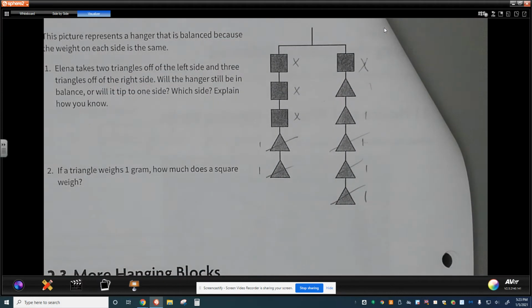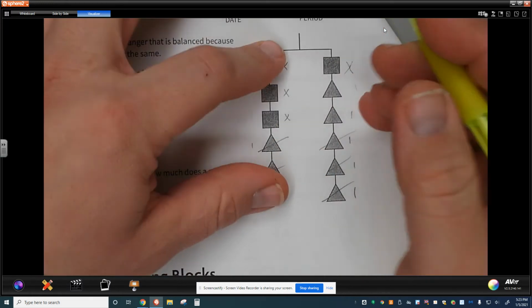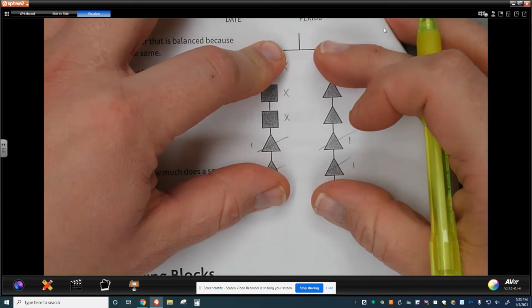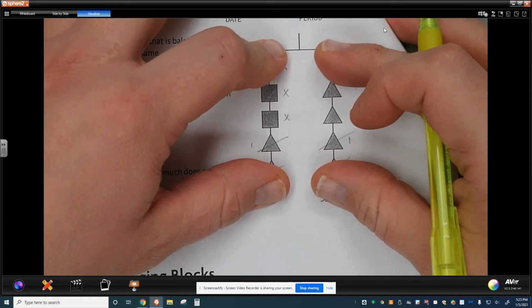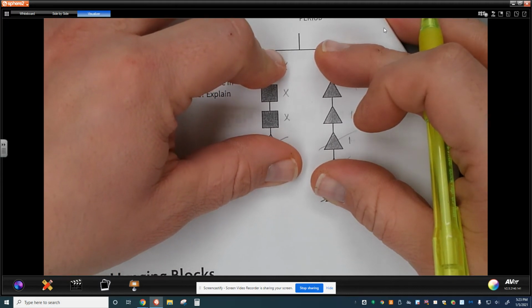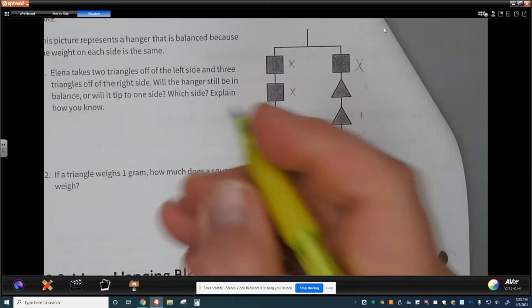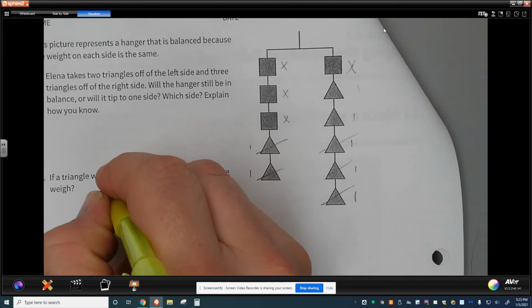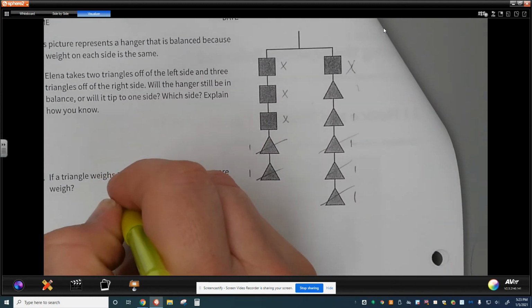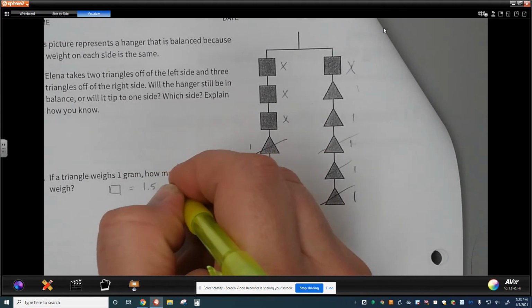See if you can figure out how much a square weighs. In this case, when I came down to the very end, I saw 2 squares is equal to 3 triangles. And if 2 squares are equal to 3 triangles, that would mean that I have 3 divided into 2 equal sized pieces. That means that 1 square is equal to 1 5/10 grams.